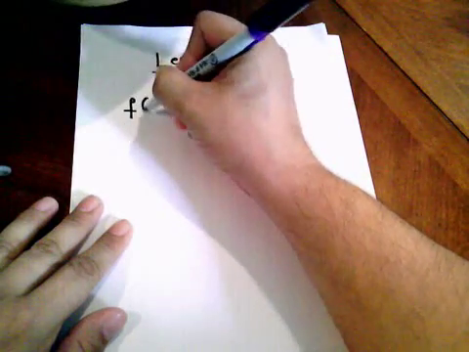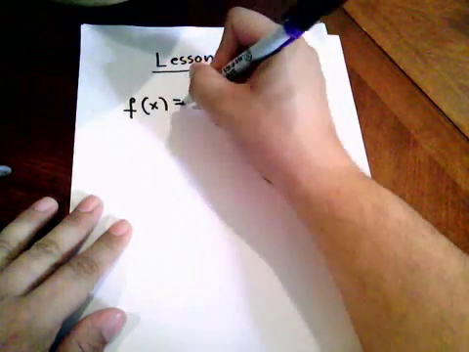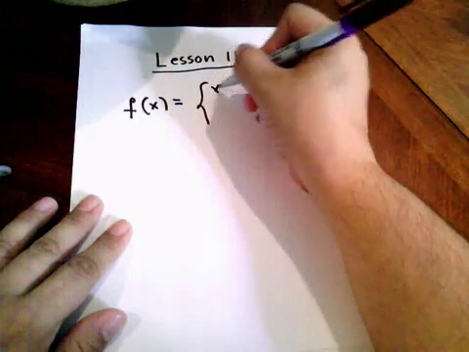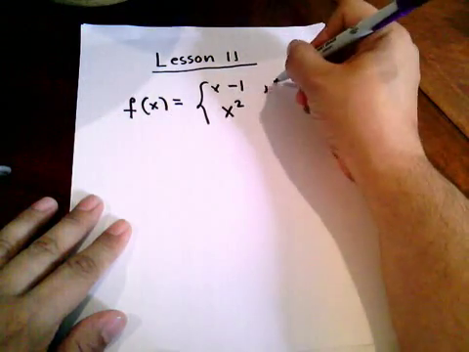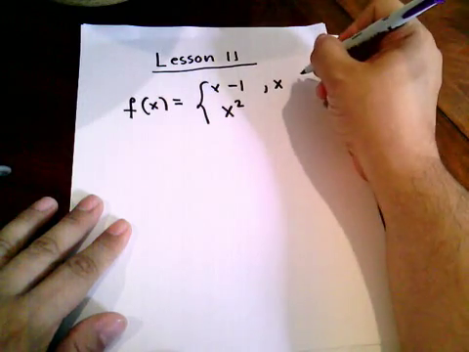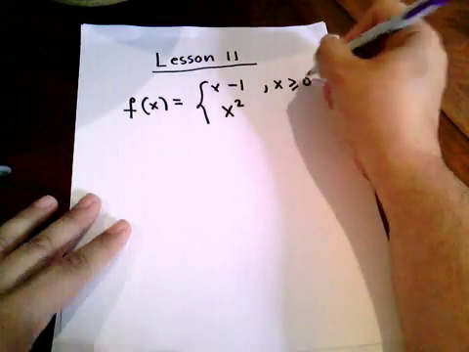it says f of x equals x minus 1, x squared, and x minus 1 is defined for all values that are greater than or equal to 0.